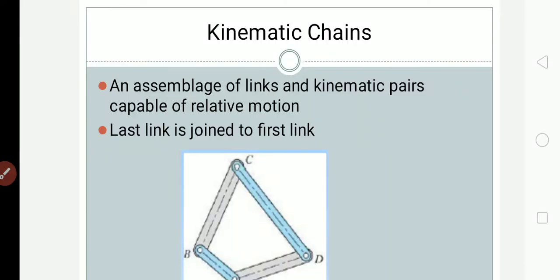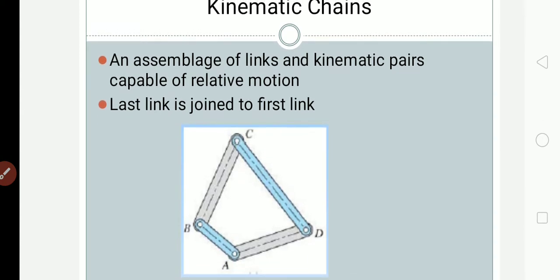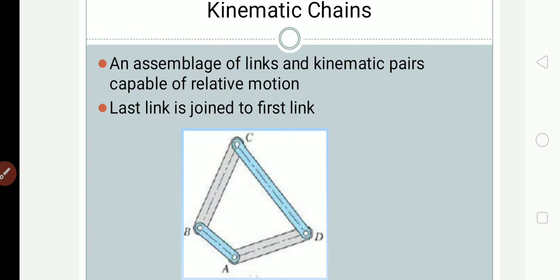Welcome once again. So far we have discussed the basics of mechanics of machinery, the different parts of a mechanism, what is meant by a link, what is a pair, and the different types of kinematic pairs. Then we came across the types of constrained motions, and finally we studied the concept of degree of freedom. So now we will discuss what is a kinematic chain.